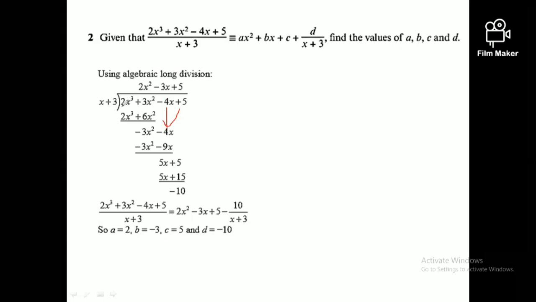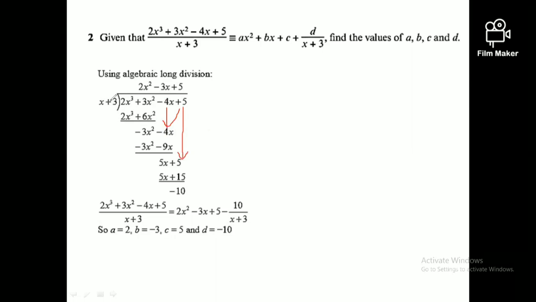Then see how many x terms there are for minus 3x squared. If you divide minus 3x squared by x, the answer is minus 3x. Then multiply the entire x plus 3 by minus 3x. Minus 3x into x is minus 3x squared. Minus 3x into 3 is minus 9x. If you subtract, it is 0. Minus 4x minus minus 9x turns into minus 4x plus 9x. That is 5x. Then bring the constant term down.